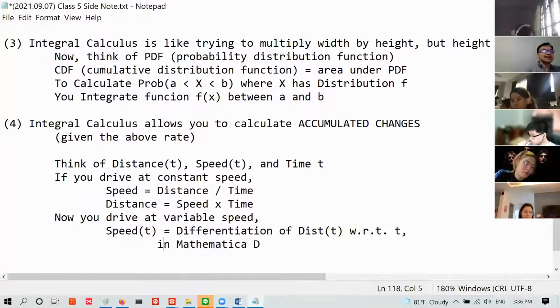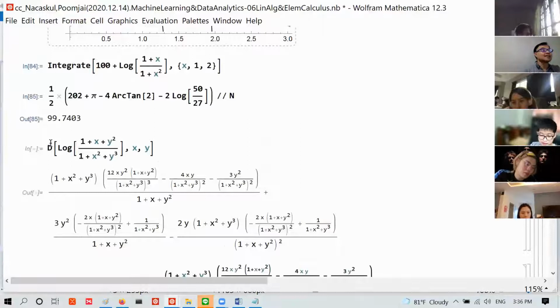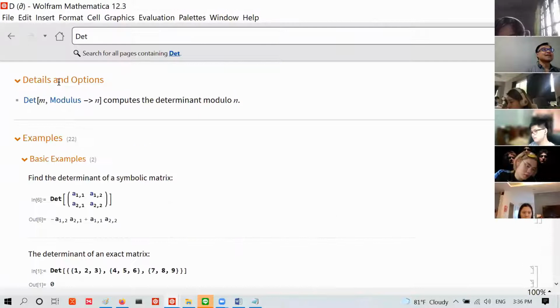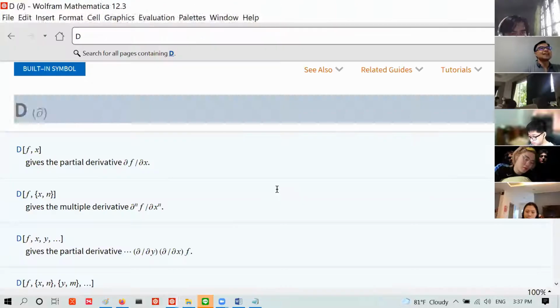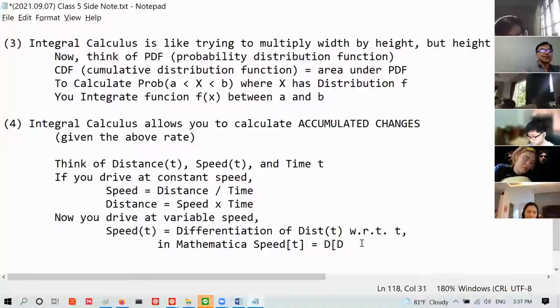In Mathematica, speed of t is equal to d. This d is for differential. Mathematica uses the word derivative. Because it's used so many times, they just use the letter d. So d of speed of t. You have some kind of mathematical function of speed.